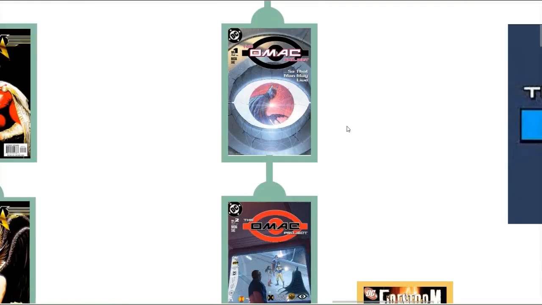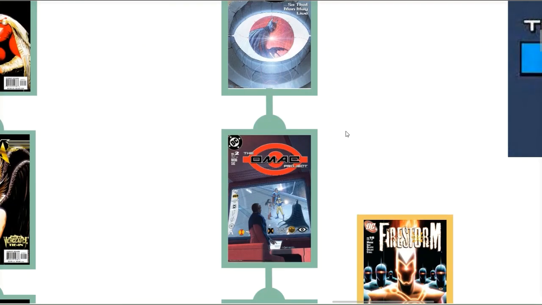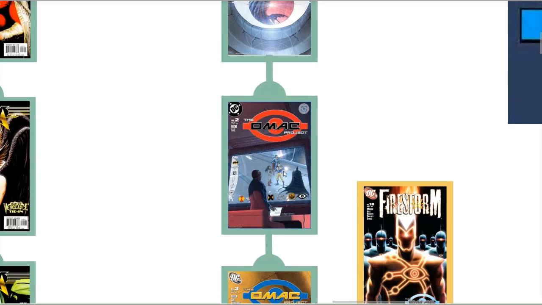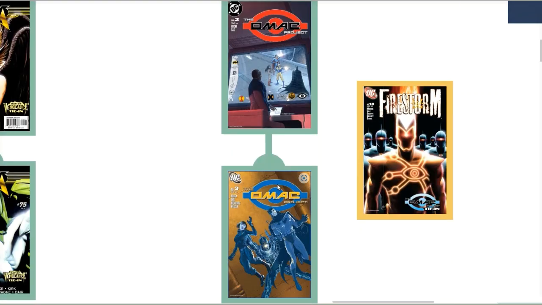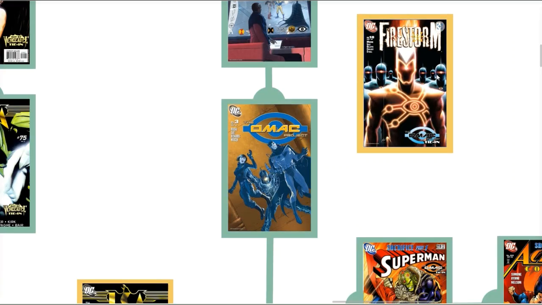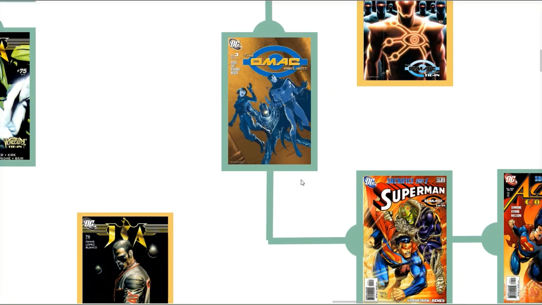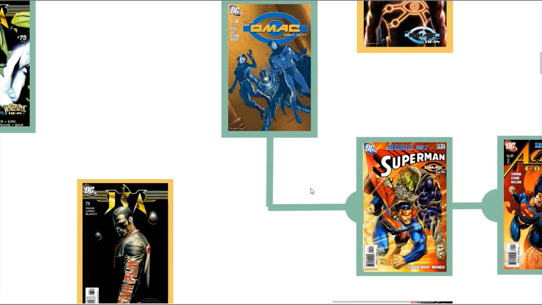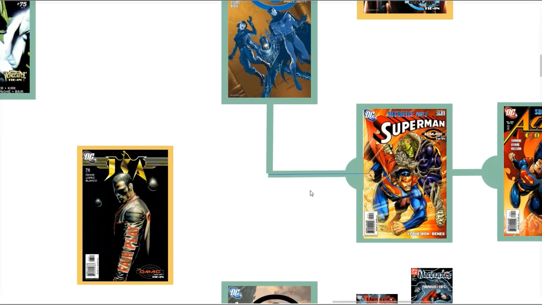So there we have Omac issue 1. Here we have Omac issue 2, which is really about Batman and intersects very much with Identity Crisis. So it's really important that you've read Identity Crisis by this point. Then we have Omac issue 3. Ignore Firestorm, we'll come back to it in a second. Now, Omac issue 3 leads directly into not Omac issue 4. I'll start again. It leads directly into the Sacrifice storyline, which are all branded Omac tie-ins.